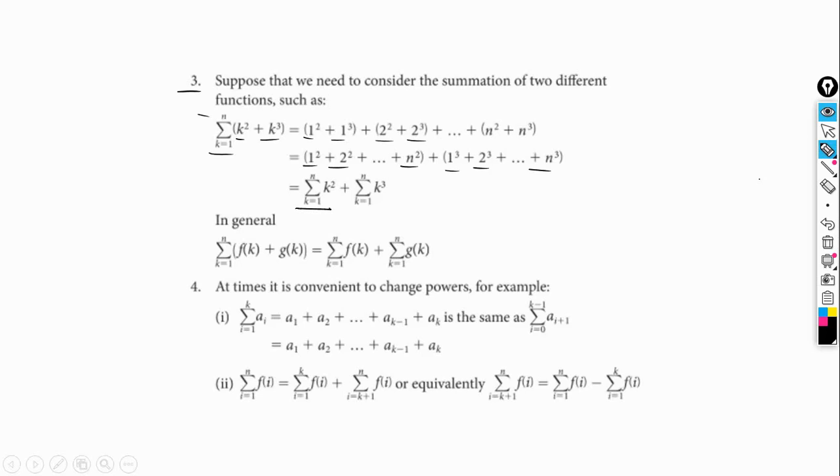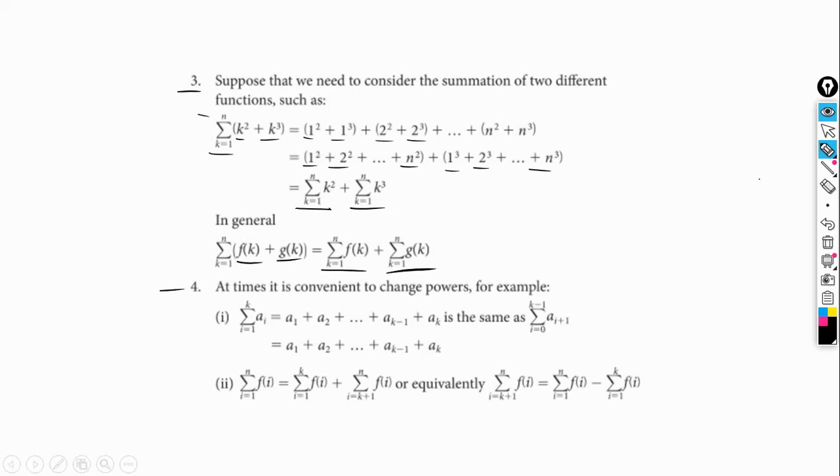Notice that we would have a sum of k squared from 1 to n, and then a sum of k cubed from 1 to n. So in general, if we have the sum of functions, we can just separate them into two different sums.